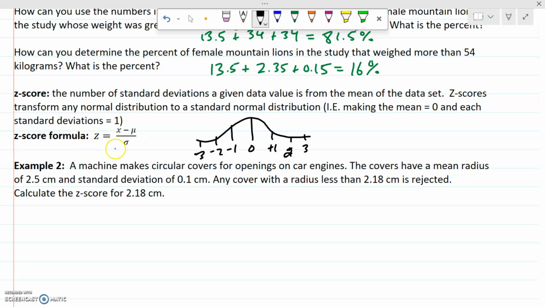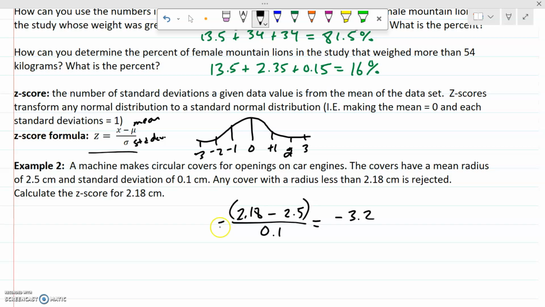And it's a simple formula on your formula sheet. It uses this one right here. All you literally do is plug in. That mu is still the mean, and this is still the standard deviation. So all you got to do is plug in your number. If you're looking at this mechanic's engine cover, they give you the mean is 2.5, standard deviation is 0.1. You already have those parts given to you. So you know it's 2.5 minus, and the standard deviation is 0.1. And then they're saying check the 2.18 score. When you do that, you do the top part first, get an answer, and then divide by 0.1. You get a score of negative 3.2.